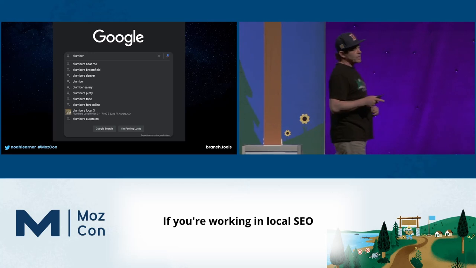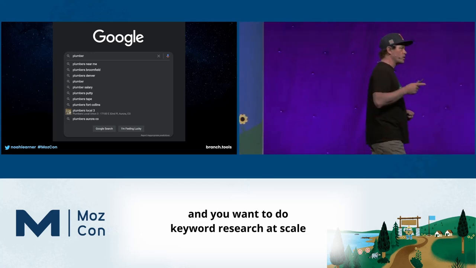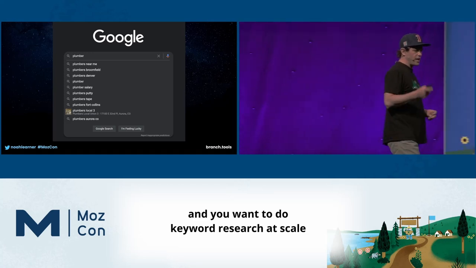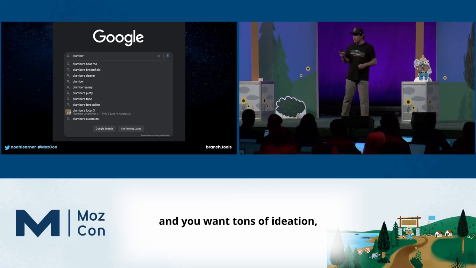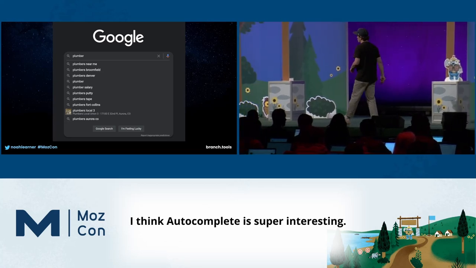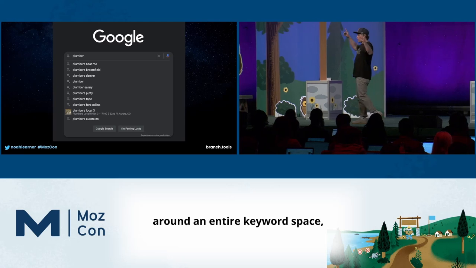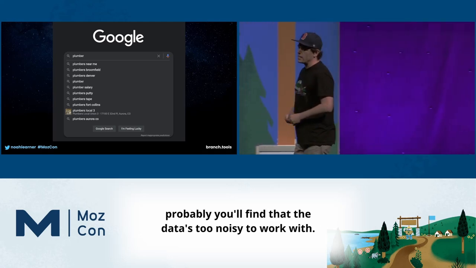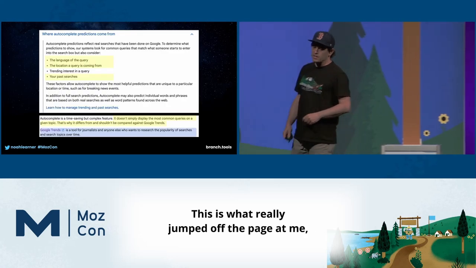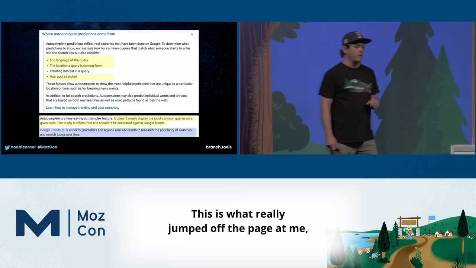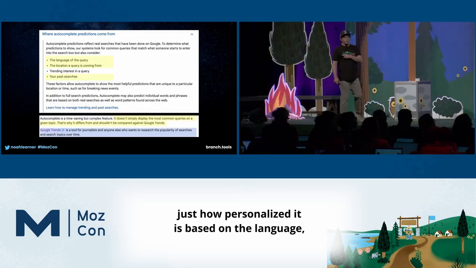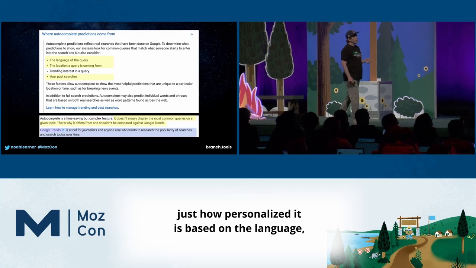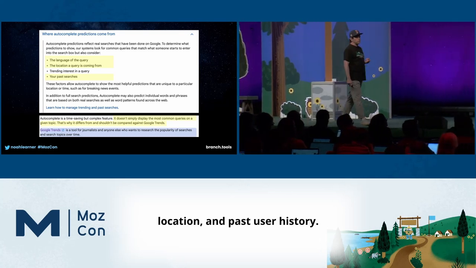If you're working in local SEO and you want to do keyword research at scale and you want tons of ideation, I think autocomplete is super interesting. If you want to build knowledge around an entire keyword space, probably you'll find that the data is too noisy to work with. This is what really jumped off the page at me, just how personalized it is, based on the language, location, and past user history.